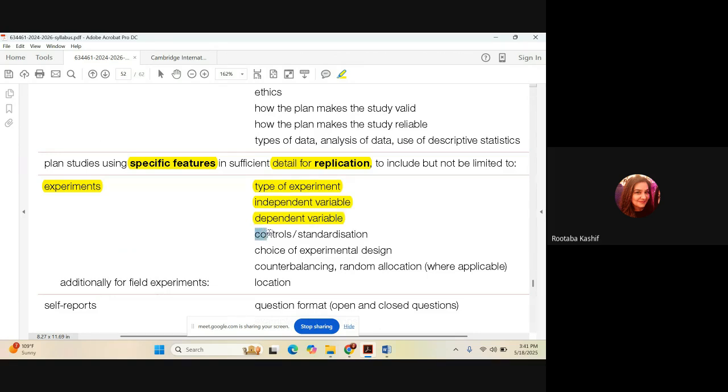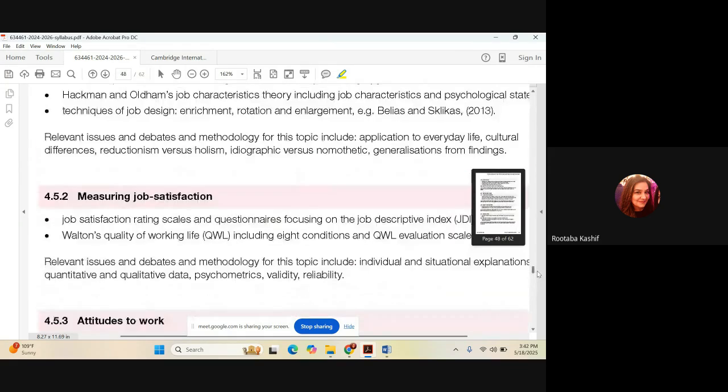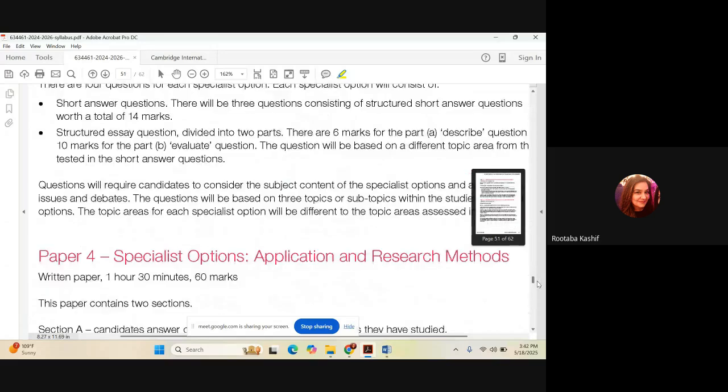Dependent variable was the reduction in questionnaire scores from baseline to the end. The control over extraneous variables, yes. Standardization of the procedure was also there. Experimental design was also mentioned, that it's going to be independent measures design. Random allocation was mentioned, and location was not clearly mentioned, but it was said that they'll be living their normal lives. So we assume that it's a field experiment.